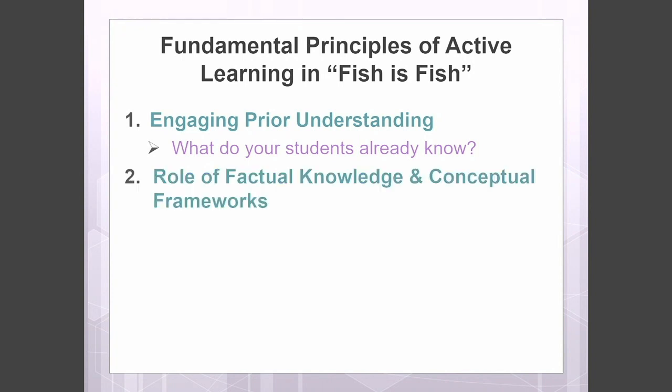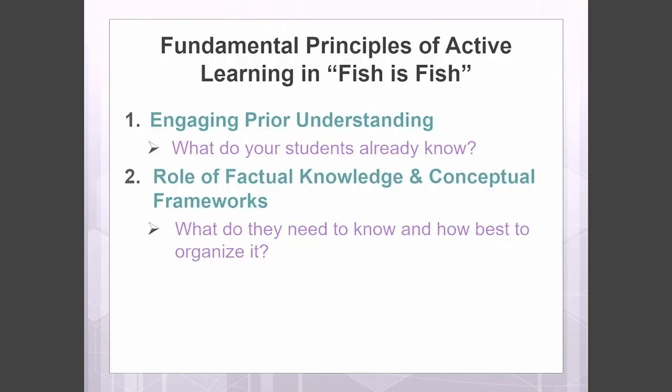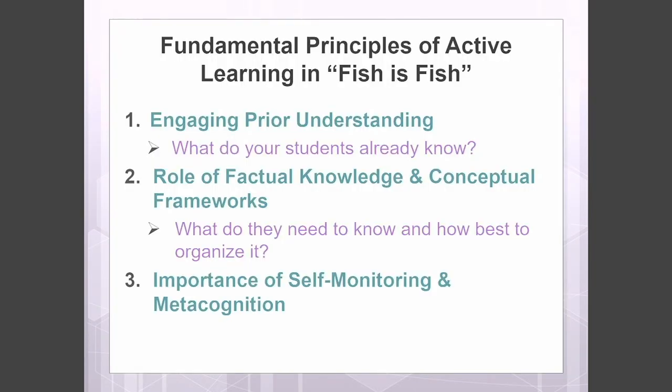Then what we call the role of factual knowledge versus concepts, which kind of goes back to what you said, Dan, where you have facts, but unless you know the overarching concept or model, those facts mean nothing. And vice versa, you can have concepts, but you can't apply them without additional facts that give you new examples. So what do they need to know? How do they organize it? How does it all fit together? And then what we call self-monitoring and metacognition. What do I need to know in order to learn this better?